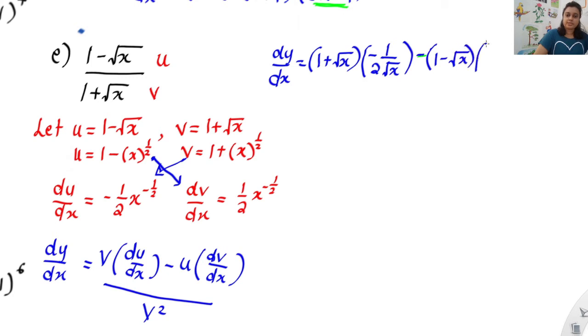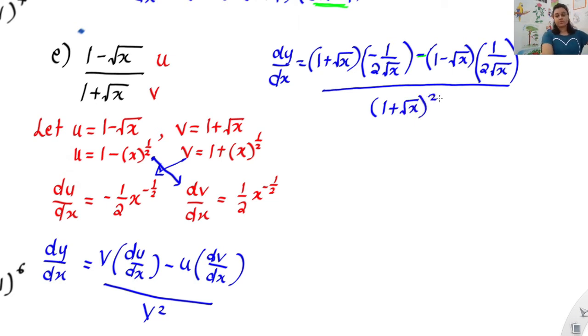Then what is the dv dx? For dv dx, I'm going to straight away write 1 over 2 square root x, divided by v squared. v squared is 1 plus square root x, squared. Once you're done until here, the next step is to check if there's anything you can simplify or expand and simplify. Because it looks complicated but actually it's not. Let me prove it to you why it's not.